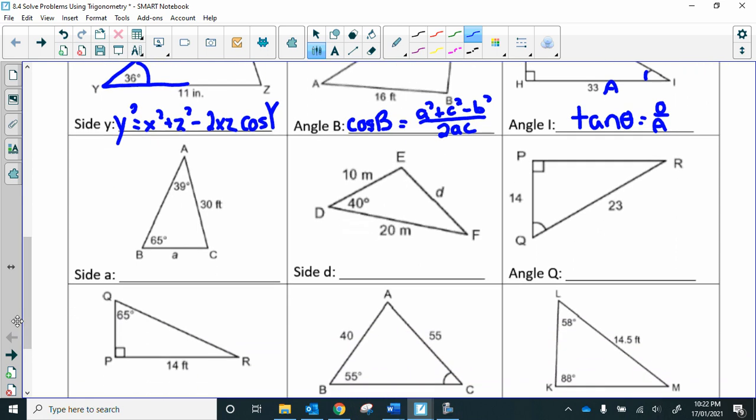All right, so we're trying to find little a here. So right away I see that I have an opposite pair, a side angle pair. So this means I'm going to be using sine law.